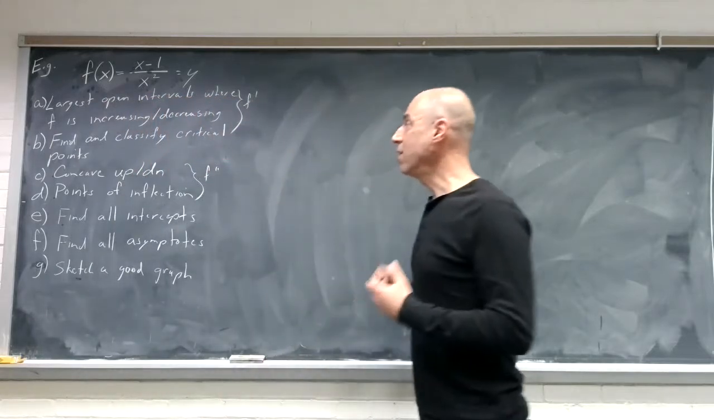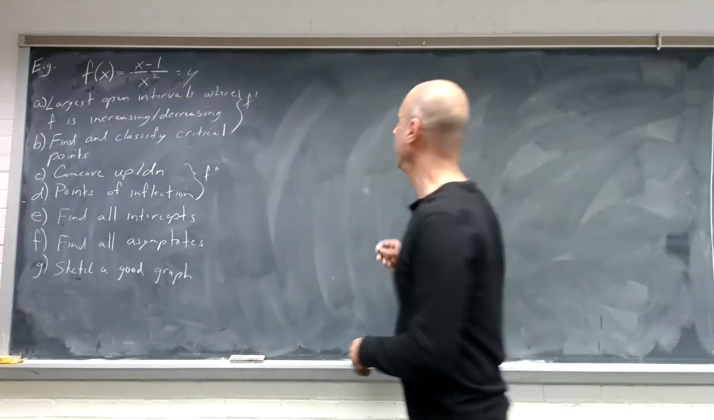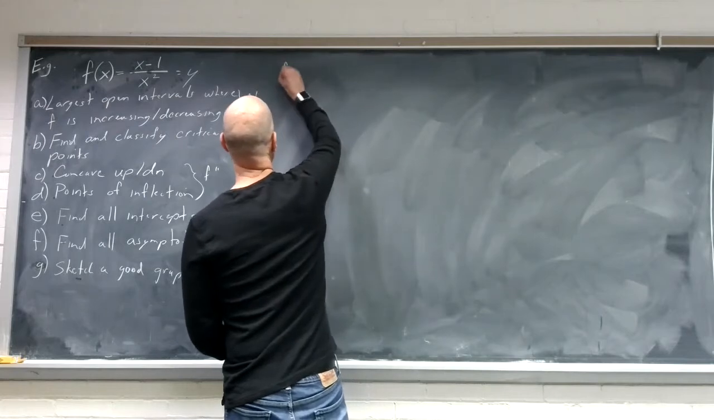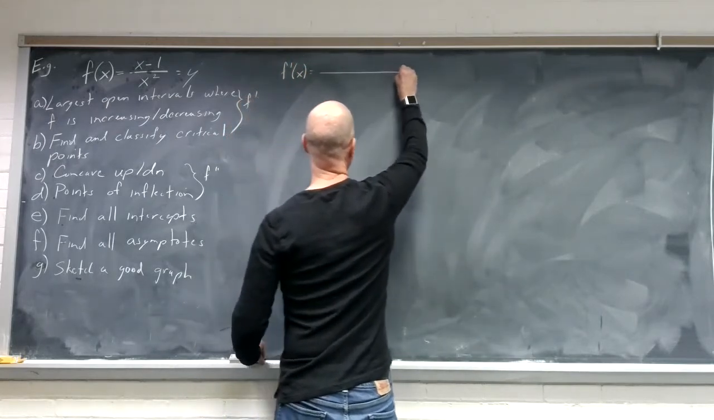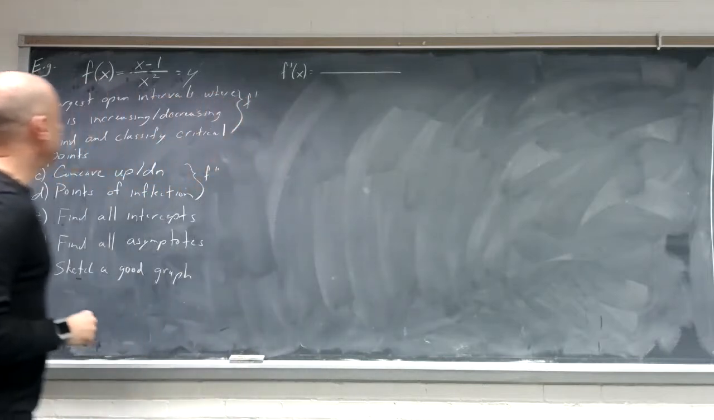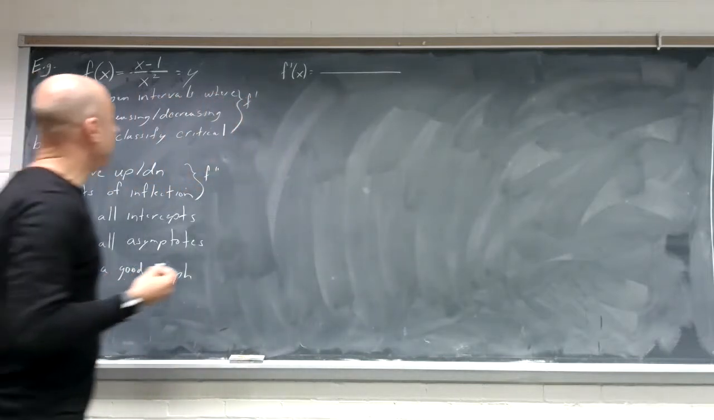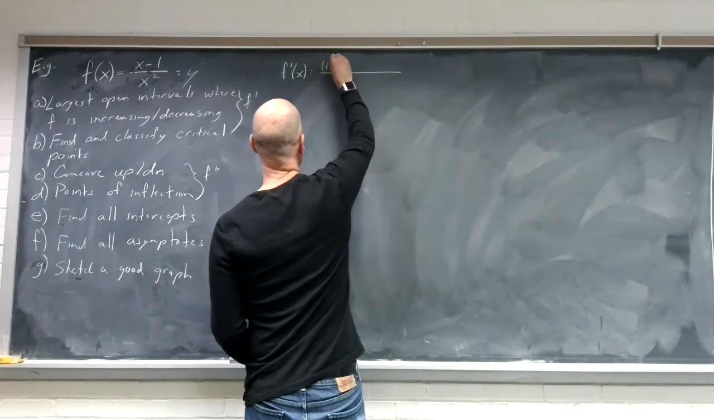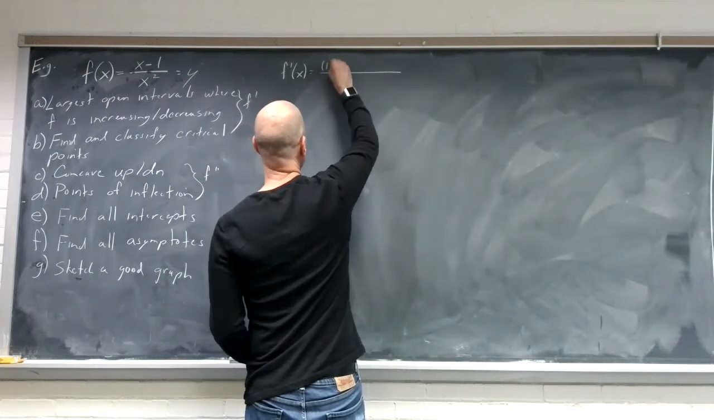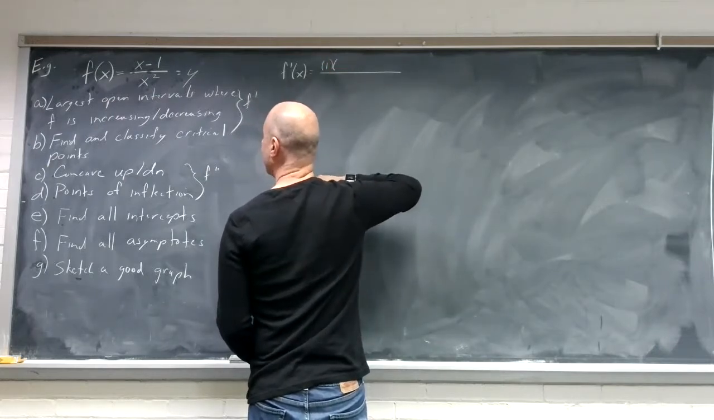We're going to need the quotient rule because we have a fraction. So f prime of x equals the quotient rule. We put our bar down. Derivative of the top, derivative of x minus 1 is just going to be 1. Derivative of x is 1. Derivative of minus 1 is 0. We write the bottom exactly as it is.